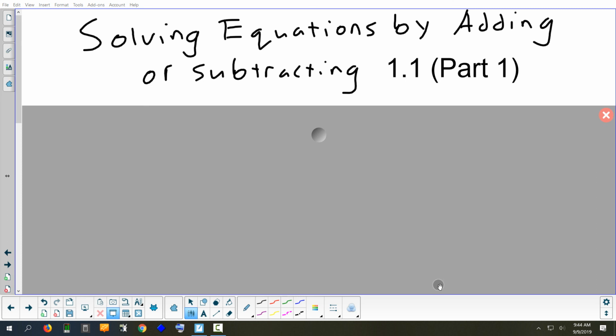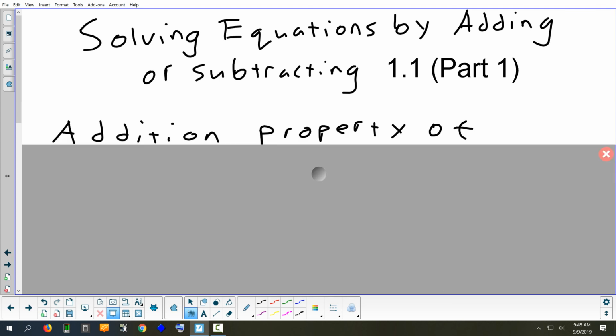All right, so first section we're going to take a look at this week is 1.1. We're going to look at it today and tomorrow. So 1.1 is on solving equations using addition and subtraction. Okay, very simple. We call them one-step equations. It means you only got to do one thing to get the answer.